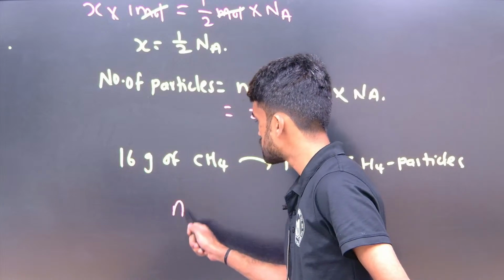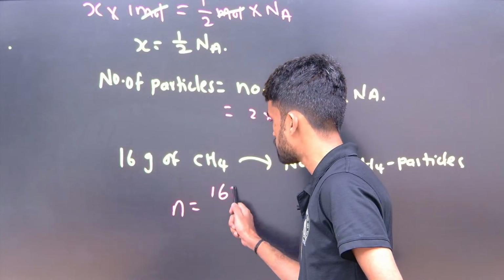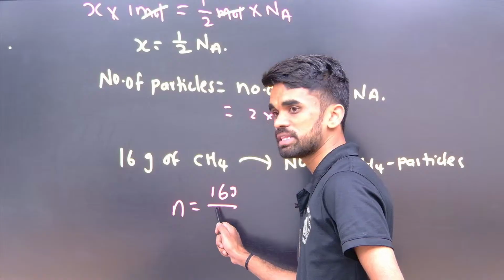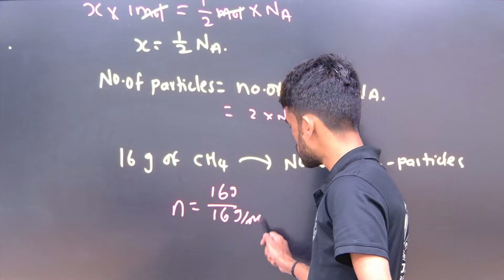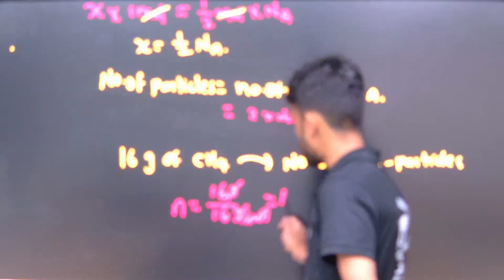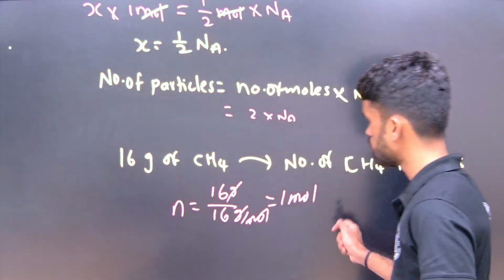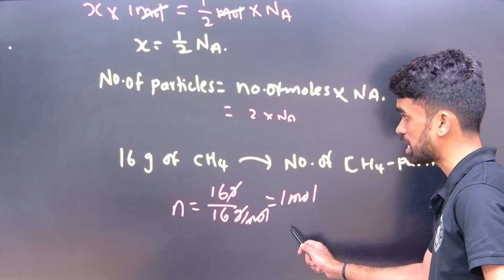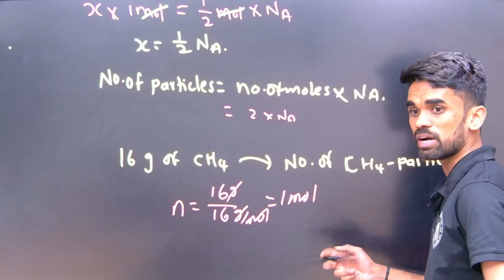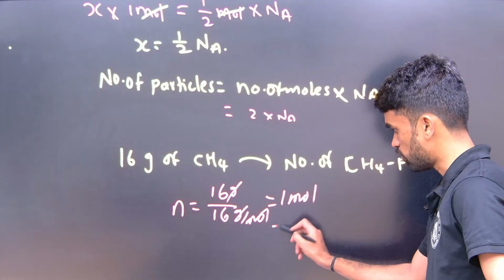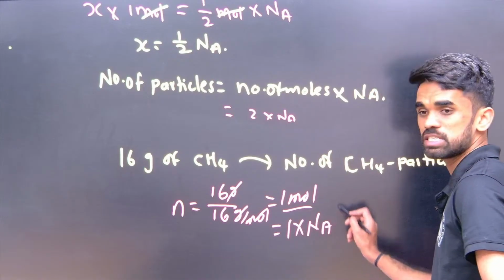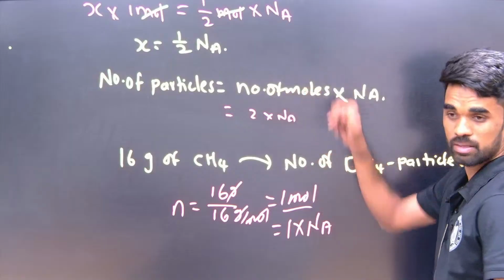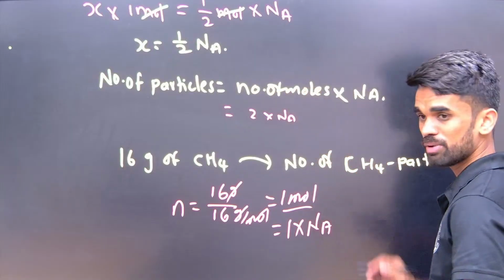So number of moles is how many? 16 grams by molar mass of methane, which is also 16. So you got 1 mole. Now I am asking the number of methane particles. What you need to do? Multiply the number of moles you got with Avogadro number, that 6.022 into 10 power 23. Multiply with that, and that will be your answer.